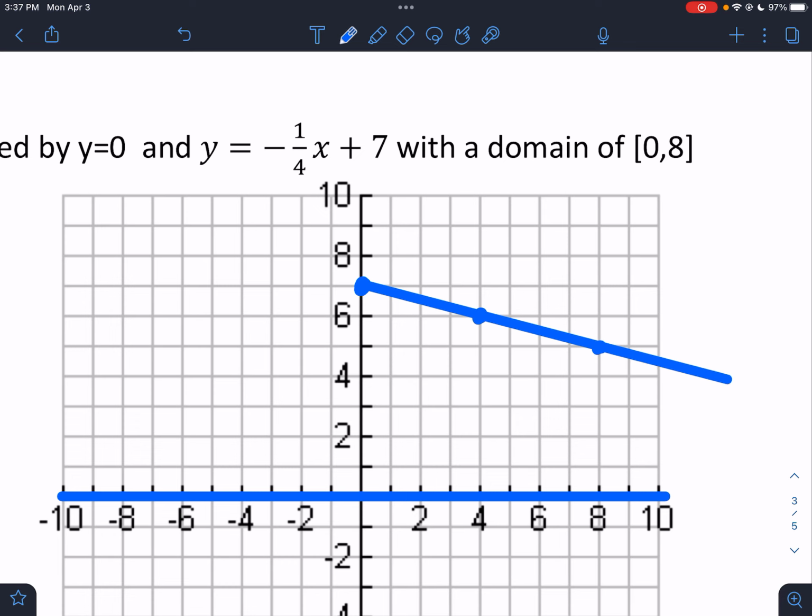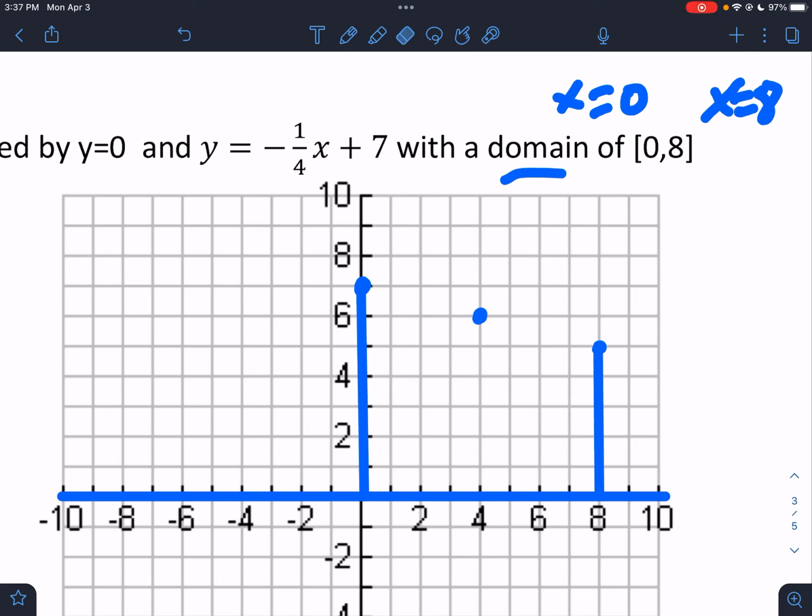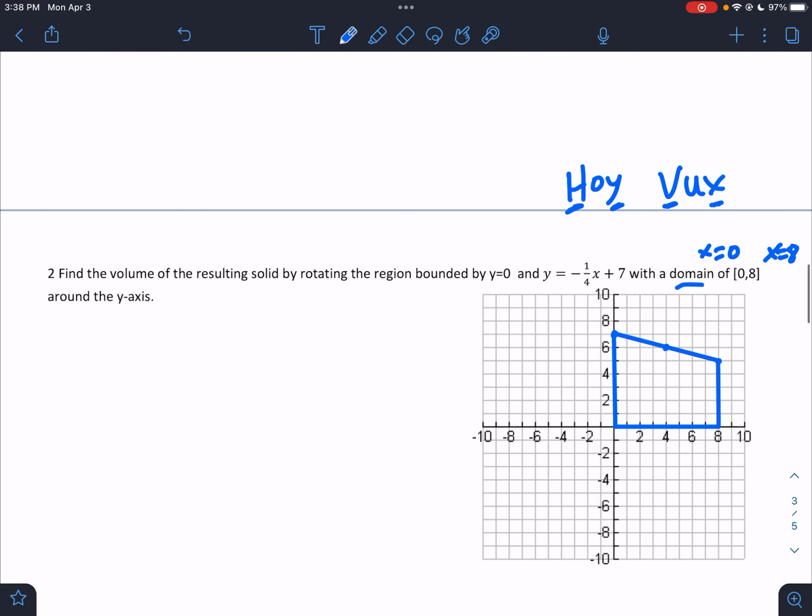And then domain of 0 to 8. That's like saying x equals 0 and x equals 8. Domain is x. So from x equals 0 until x equals 8. X is horizontal. I'm going to cut that out and just draw the part that we care about, which would look like this. We're going across the y-axis.